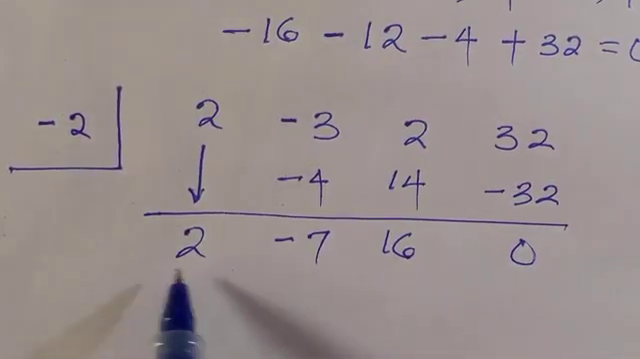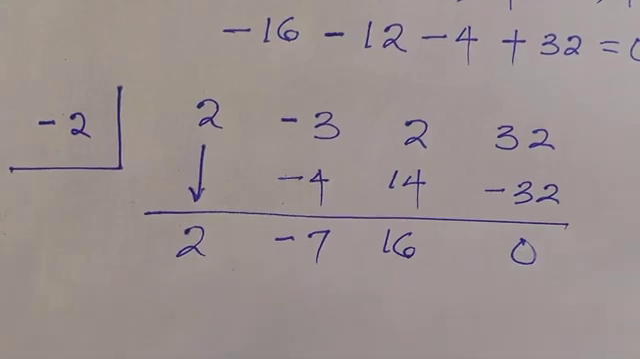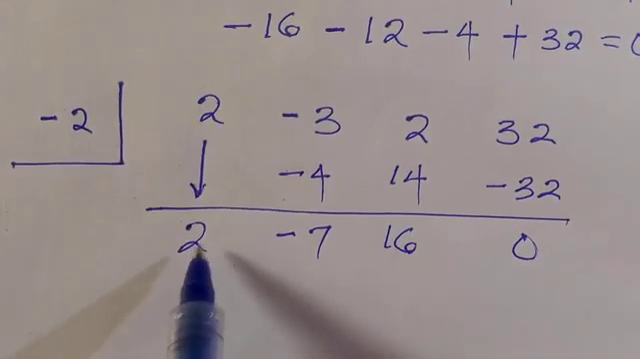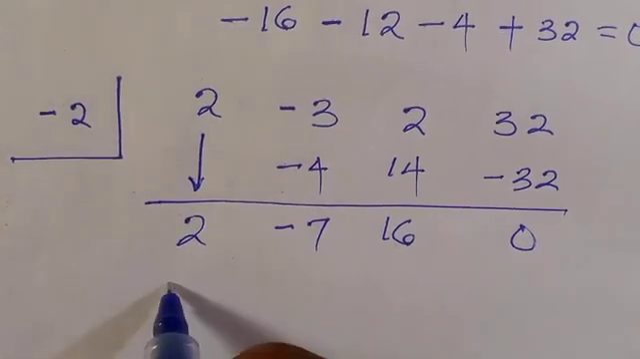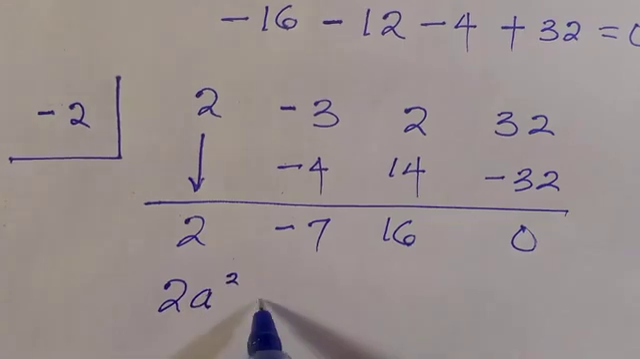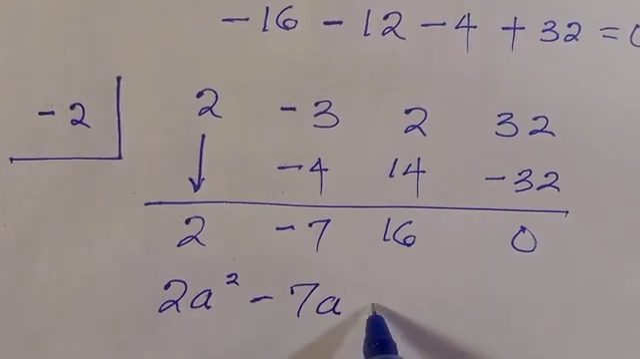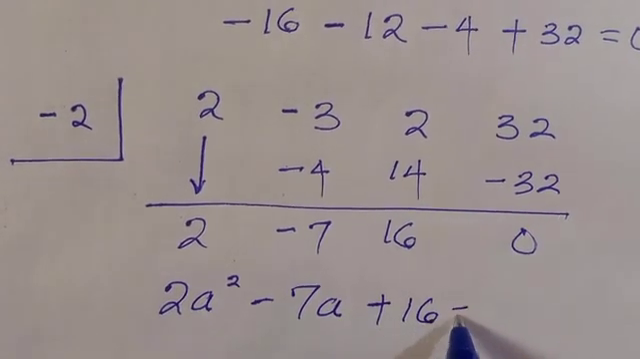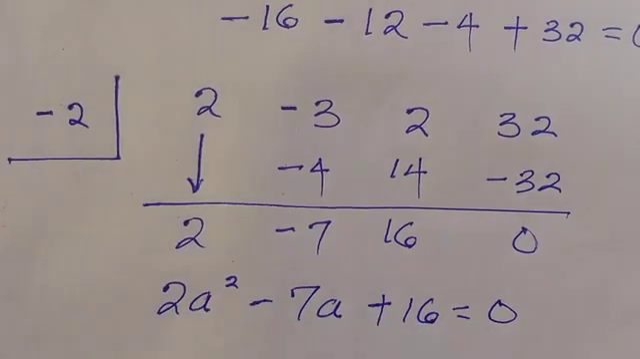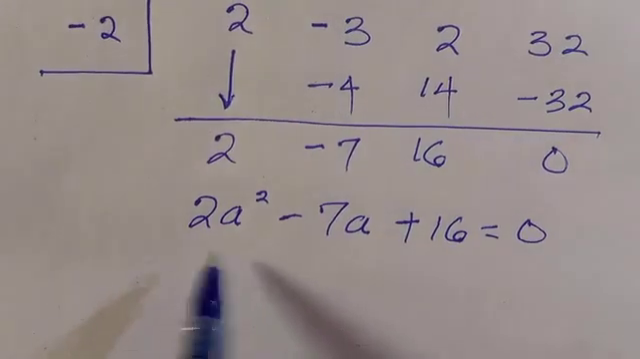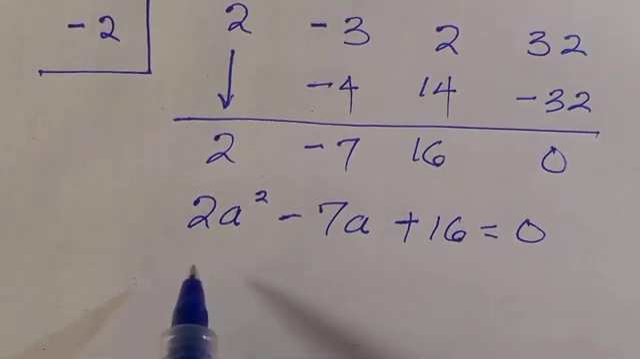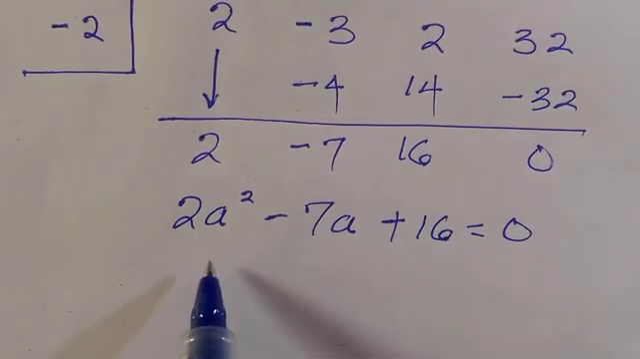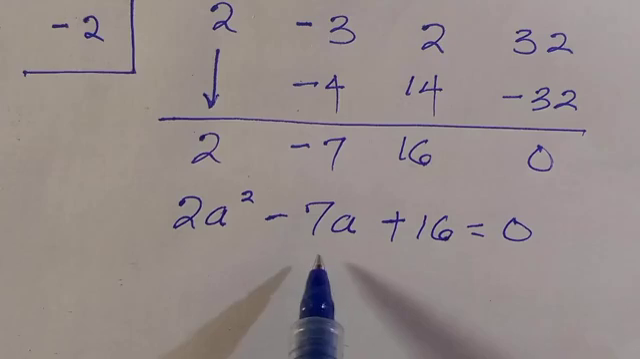It is 3 times, which means it is a quadratic equation. So here we are going to introduce back our variable, which is a. Therefore we have this as 2a squared minus 7a plus 16 equals 0. And to solve for the value of a here, from this quadratic equation, let's say we apply the completing the square method.